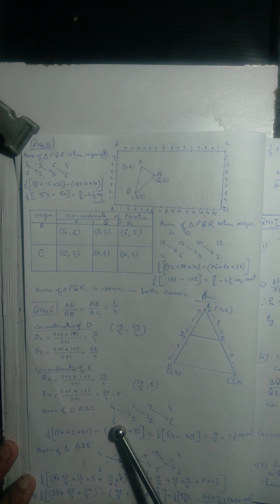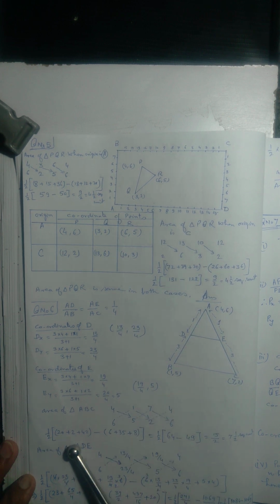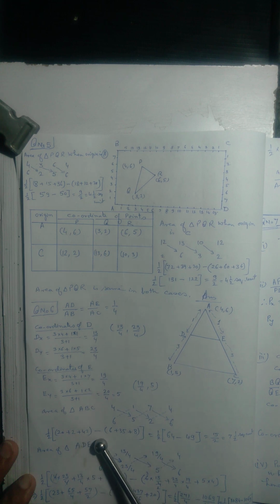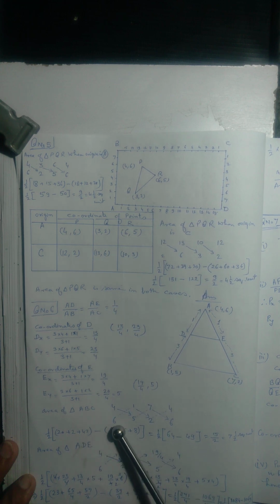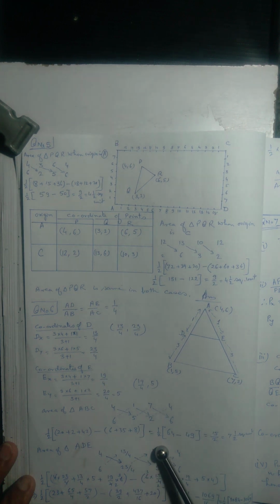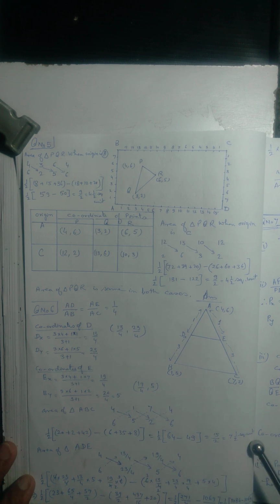That is 4, 6, 1, 5, 7, 2, again 4, 6. So 1 by 2, 4 into 5, that is 20, 1 into 2, that is 2, 7 into 6, that is 42, bracket closed, minus, in the second bracket, 6 into 1, write down 6, 5 into 7, that is 35, 2 into 4, that is 8, bracket closed. Now solve it further. You will get 1 by 2, 64 minus 49. Solve it, you will get 15 by 2 and it will be 7.5 square units.